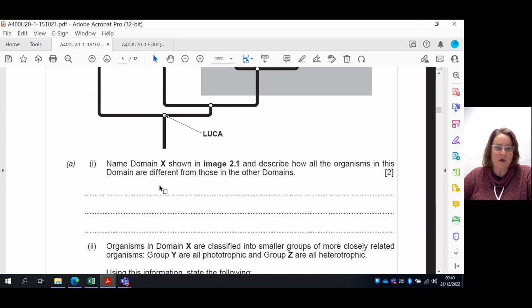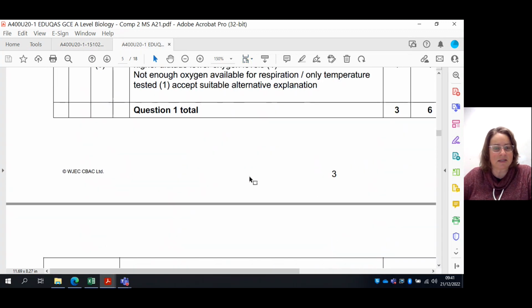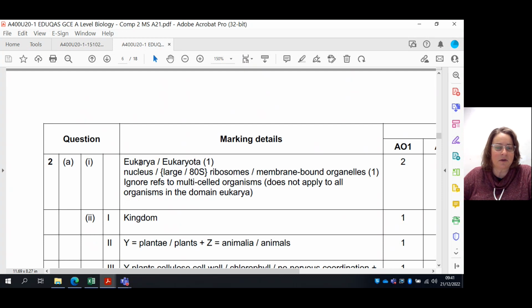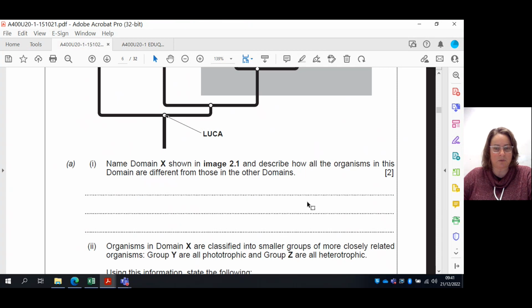Your question is: name domain X and describe how all organisms in the domain are different. So cell membrane bound organelles versus not having them, the eukaryotes and prokaryotes. You have not got the karyote, the membrane around the nucleus, evolved at that point yet. Mark scheme says eukaryota, and anything like membrane bound organelles, multi-celled organisms, the nucleus being there. You can even refer to the 80S ribosomes being present, whereas the others have the 70S ribosomes. So quite a range of things you can refer to in that one to get the 2 marks.